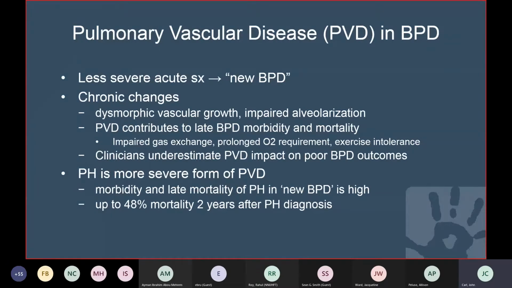And the PH then reflects a more severe form of the pulmonary vascular disease seen earlier in neonatal life. The morbidity and late mortality of PH in the new BPD remains high, up to 48% mortality or 50% mortality 2 years after the PH diagnosis in some series.